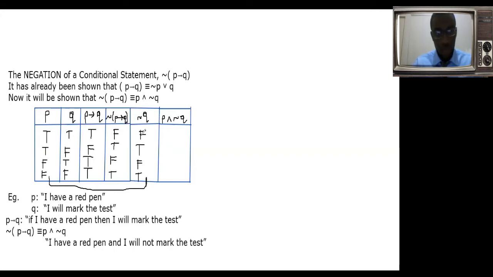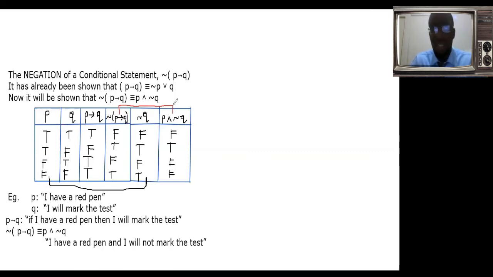And so true and false is false. Then true and true is true. Then false and false is false, and then false and true is false. And so what we can clearly deduce is that the result, or the truth column, for the negation of P implies Q is the same as P and not Q. And so we say that the negation of P implies Q is logically equivalent to P and not Q.